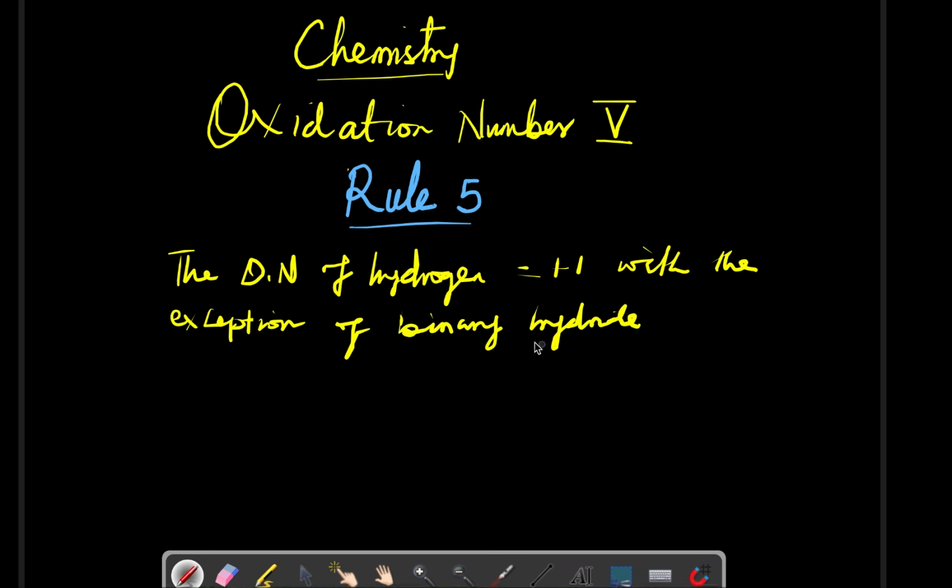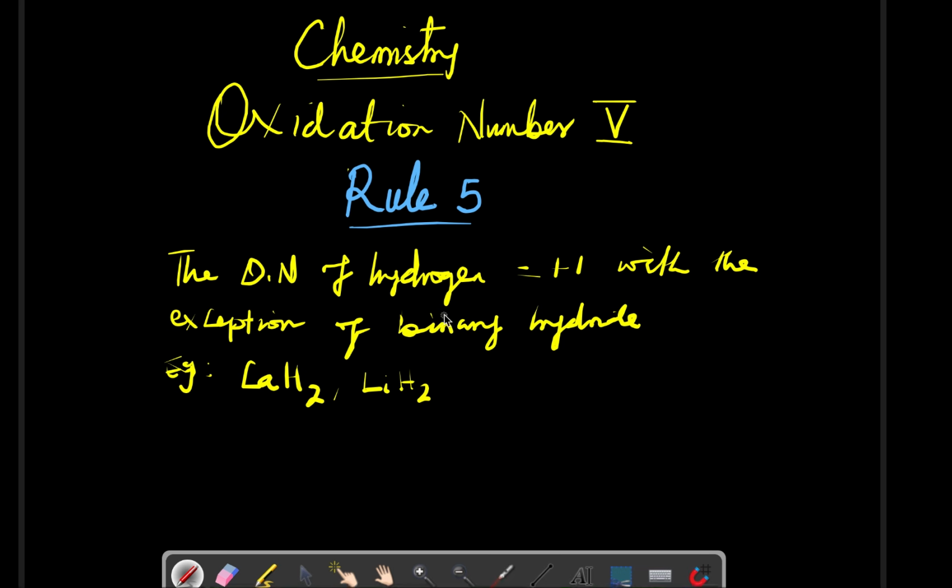So this binary hydride, for example, the likes of the binary hydride I'm talking about, is if you have CH, CaH2, this one is a binary hydride. If you have something like LiH2, this one is a binary hydride. There are many, just know that hydrogen is normally more abundant.